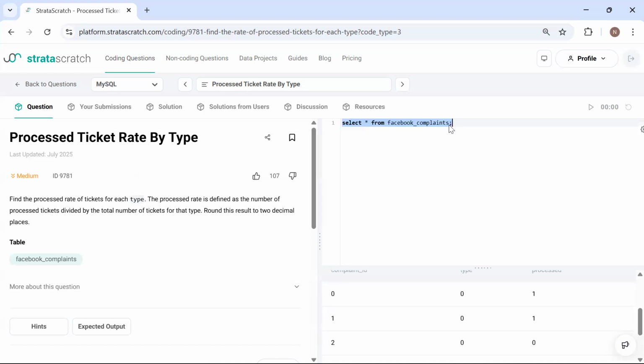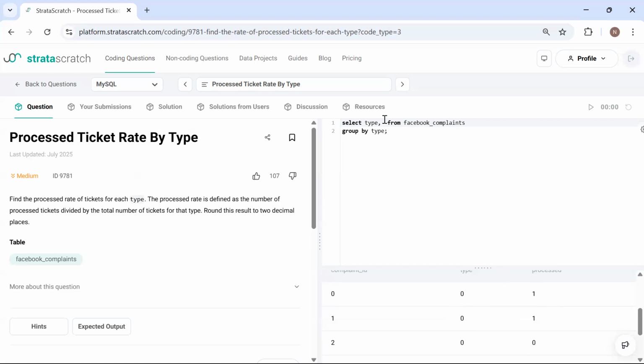So this is a pretty simple question. What we are going to do, we are going to do group by on type. Then we are going to write down type here. And then we have to find out the count of, not count. Type is the type of ticket. So the ticket type can be 0 and ticket type can be 1. So if ticket type is 0, there are 3 rows with ticket type 0. So this is going to be 3. And processed is whether the ticket is processed or not. So 1 means it is processed and 0 means it is not.